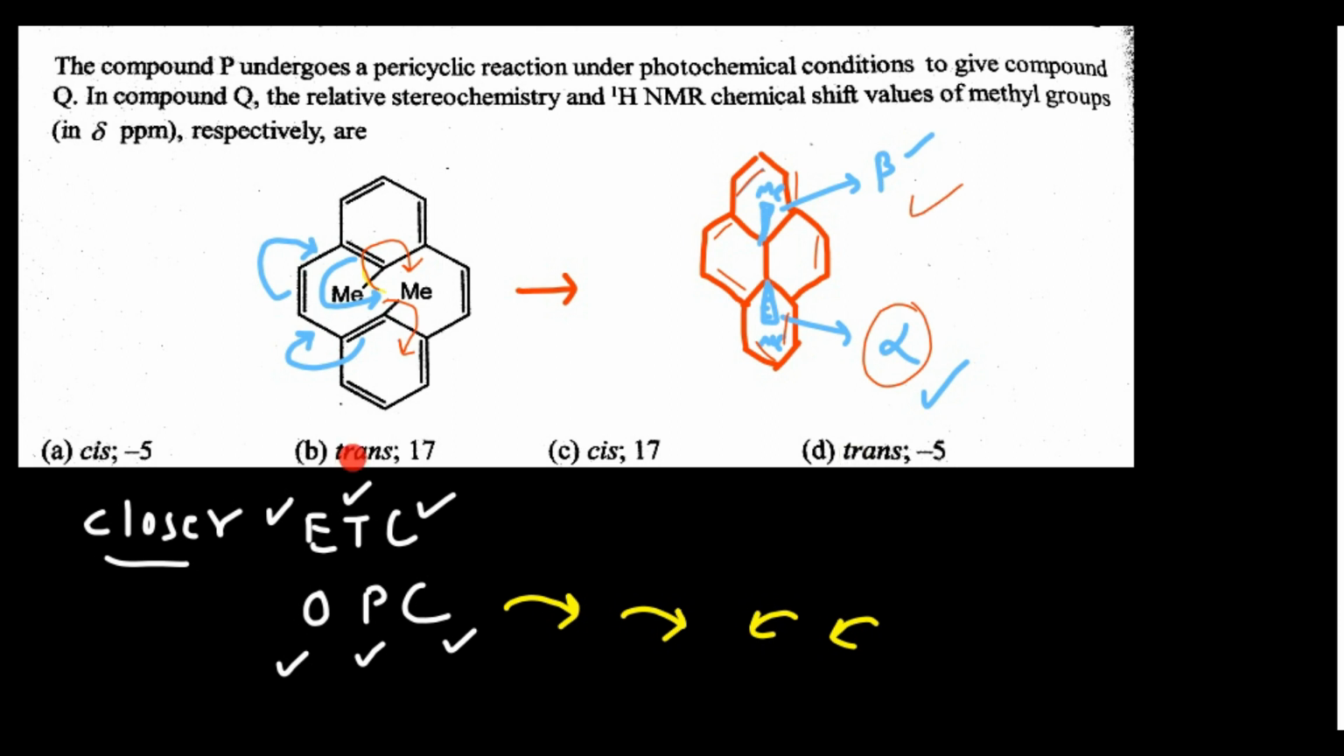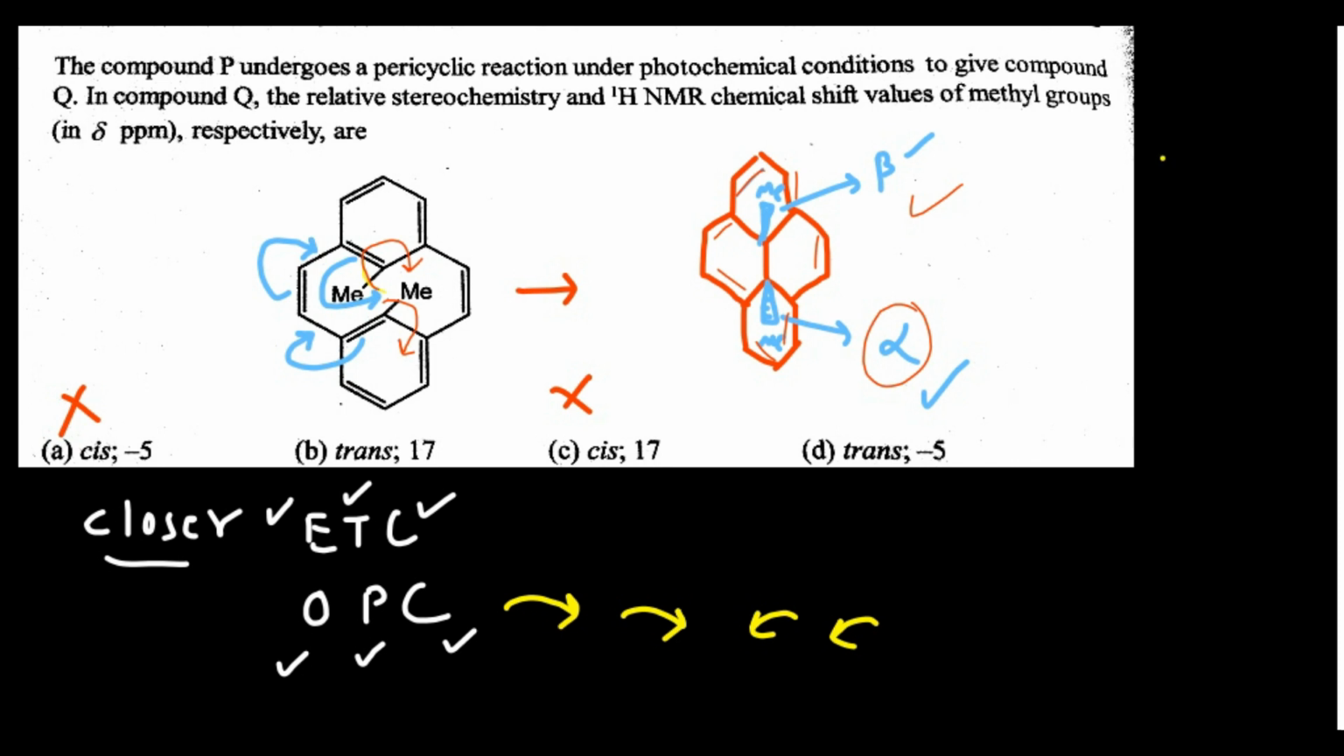So you have to look for the options where the trans option is given. So B and D is saying trans, while A and C is saying cis. So you can discard A and C. You can discard option A and option C. Okay. Now anything between B and D could be correct. Now we have to apply the concept of the aromaticity. So if you count the total electrons in the whole system, 2, 4, 6, 8, 10, 12, 14. 14 electrons are there.